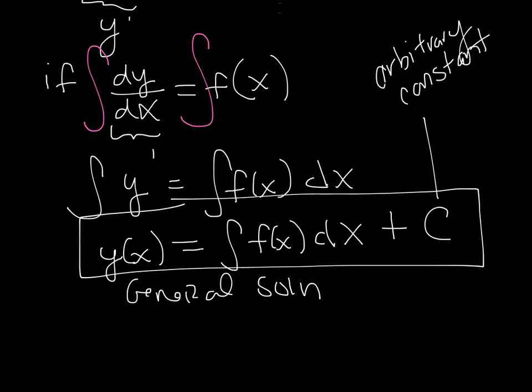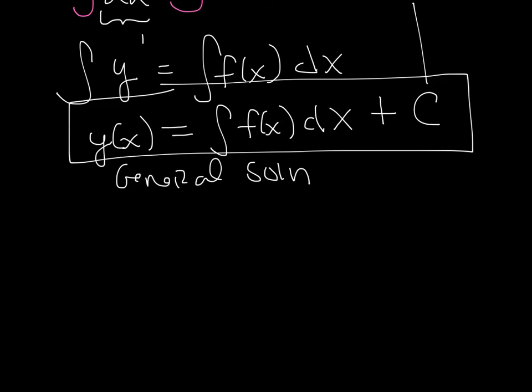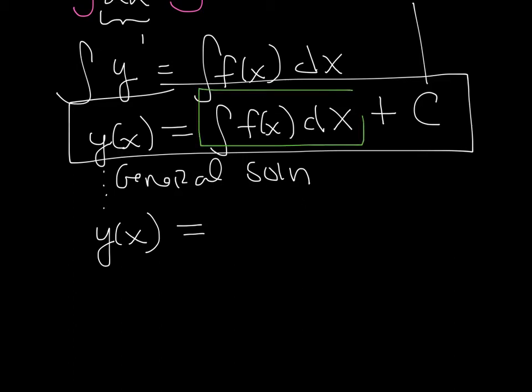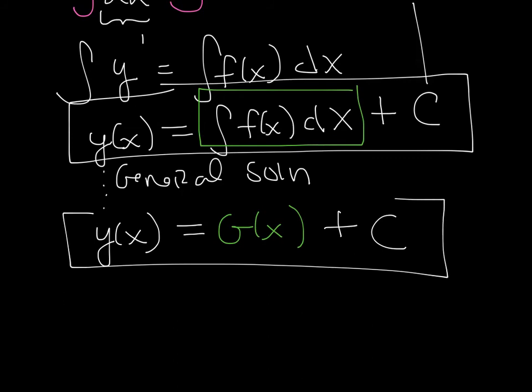And one other thing that I wanted to point out. So this is our general solution, but sometimes we like to write the integral of f of x dx. Let's maybe make it green. So this guy is sometimes called capital G of x, or sometimes capital F of x, but in your book it calls it capital G of x plus c. Okay, so another way of rewriting that. It's a little more succinct, but the G of x just means you're integrating f of x with respect to x.